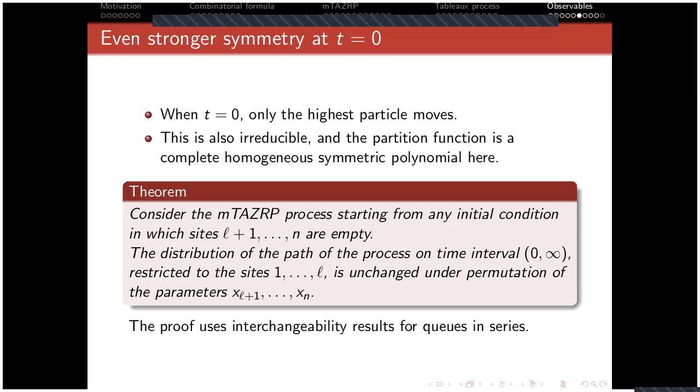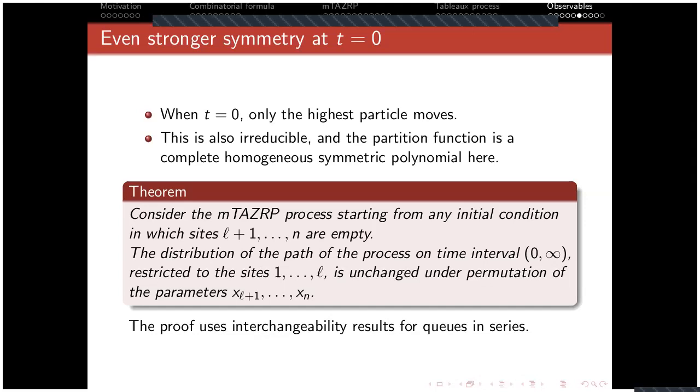In this case, actually, if you start from any initial condition where the first L sites are empty, so the other sites can be filled with anything in any way, but the first L sites are empty, then at any positive time, the probabilities of observing this W will be a symmetric function of x_{L+1} onwards. So this is not only at stationarity, this is true at all times.